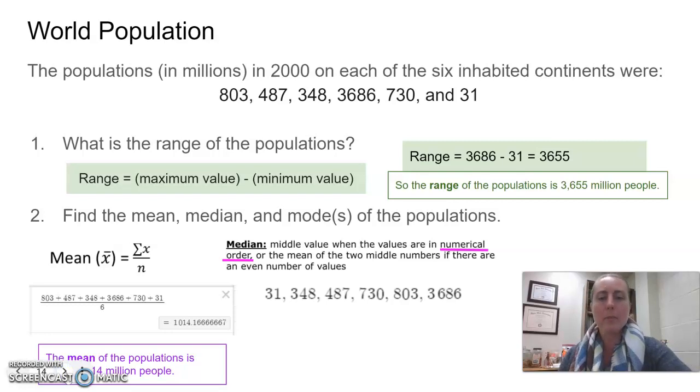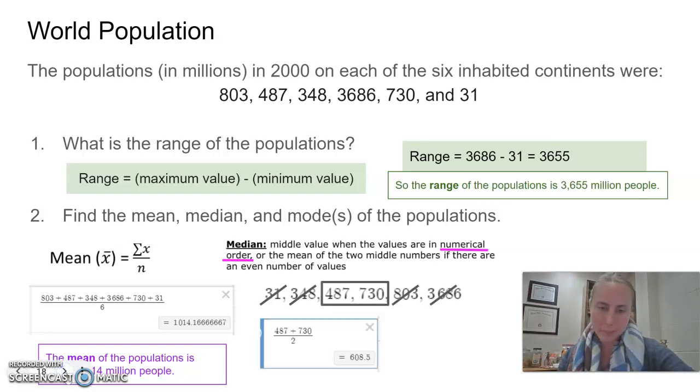So ordering these numbers from least to greatest, 31 is the smallest, 348 is next, 487, 730, 803, and then 3,686. So put the numbers in order. Then we're going to cross off the lowest value and the highest value and continue doing that until we find the middle. Now, unfortunately for us, there was no number in the middle. We had exactly 2. So we're going to take both numbers in the middle and find what number is exactly in the middle of those 2.